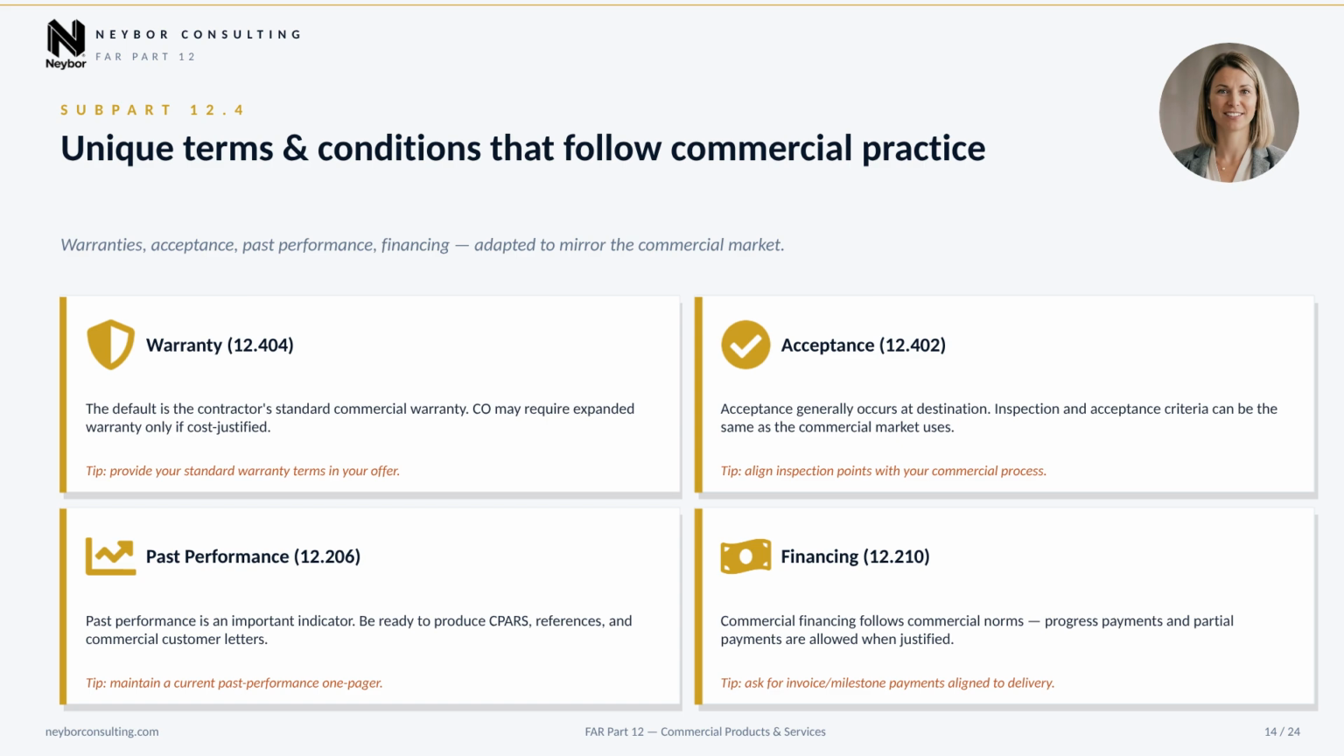Acceptance generally occurs at destination, and you can use the same inspection criteria you use commercially. Align your inspection points to what you already do, not to a custom government process. Past performance is treated as an important evaluation indicator under 12.206. Keep your CPARS records updated, keep references warm, and have a current past performance one-pager ready. And financing under 12.210 follows commercial norms. Progress payments and partial payments are allowed when justified, so ask for invoice or milestone payments tied to delivery. The theme of 12.4 is consistent. What works in the commercial market is what should work in the contract.